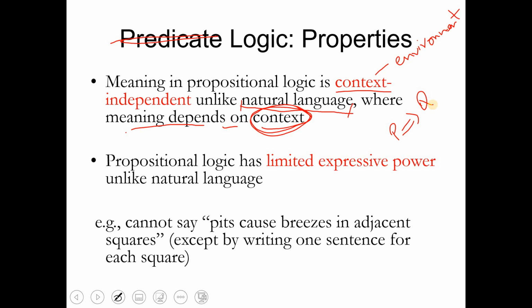Another thing that is a bad point for propositional logic is that it has limited power. Its power is less. It is not as powerful as a natural language. In natural language we can express many things. One example, if you remember from the Wumpus world, in English we defined pits, they cause breeze in adjacent cells or squares. The squares or cells that are next to the pit will have a breeze. Now this thing you cannot write easily in propositional logic.